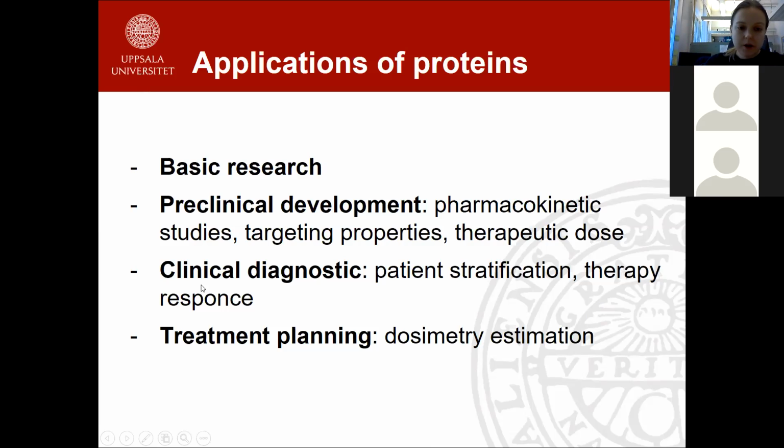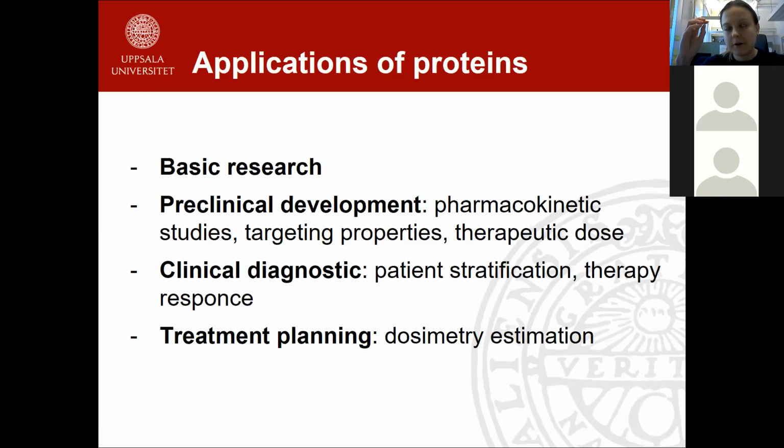Third group will be for clinical diagnosis. Of course, we can use radiolabeled protein for identification of patients that have a certain type of tumor. We can select those patients into some categories. For example, this patient has this tumor type. That means we can administer this type of therapy for this patient.